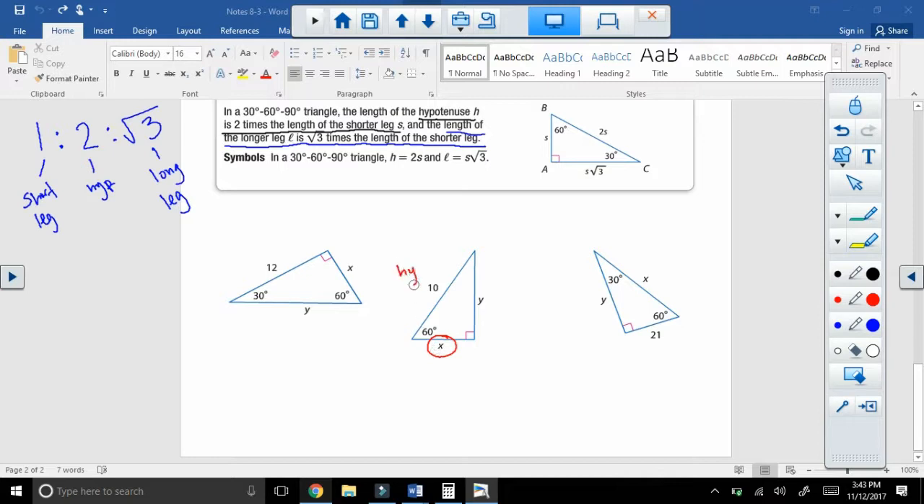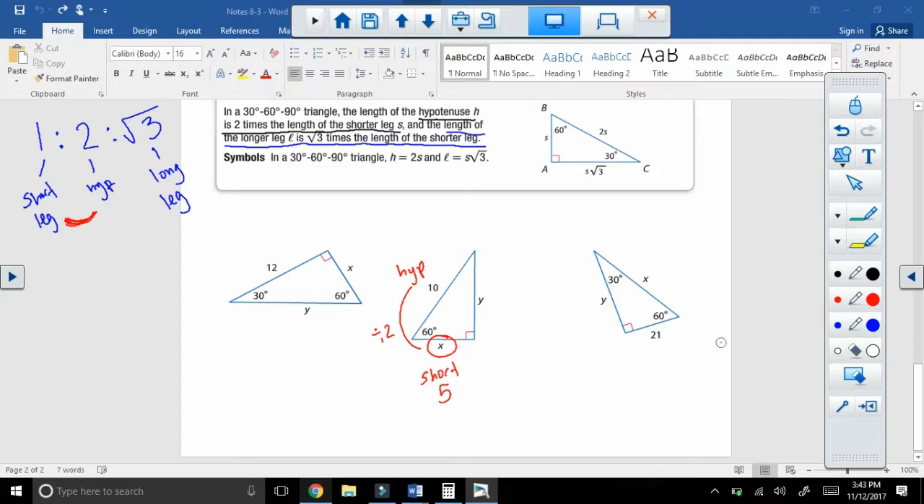So here I have the hypotenuse, and I'm trying to find the short leg. So the relationship between those two is 1 to 2. So in this case, I'm going to have to divide by 2 to get the short leg. So since this one is 10, this one here is 5. Think back to that first example we did a minute ago. I should have probably picked a different number like 8, I'm just realizing.